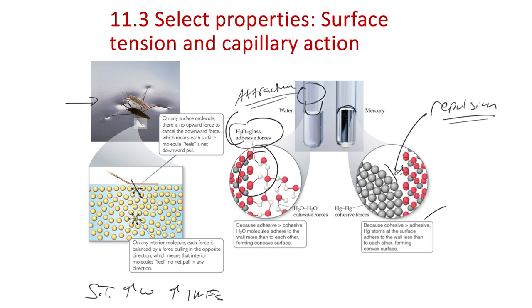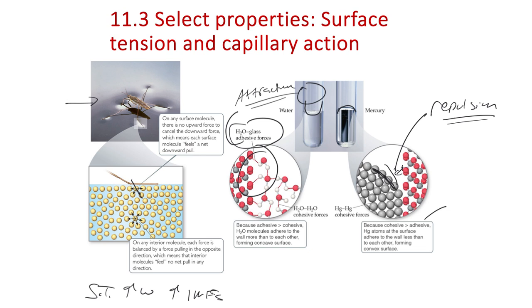We can say mercury has a stronger cohesion, a stronger attractive force with itself than it does with the glass material. So we get repulsion here, a stronger attractive force between the mercury atoms, and so they aren't pulled upward in a meniscus. We get a downward meniscus for mercury and an upward meniscus for water, and that's water showing us capillary action. If we think of it in a plant stem situation, that would draw the water upward.